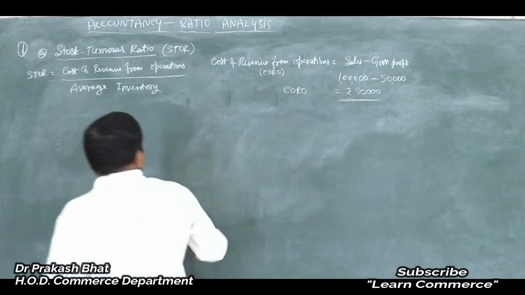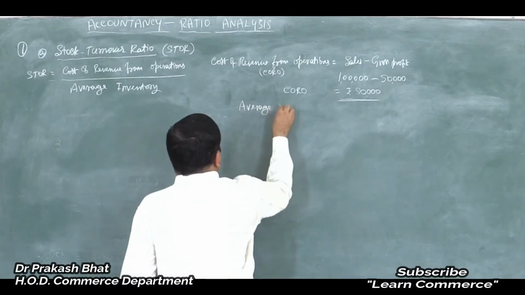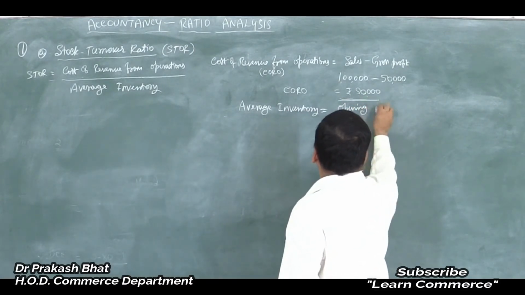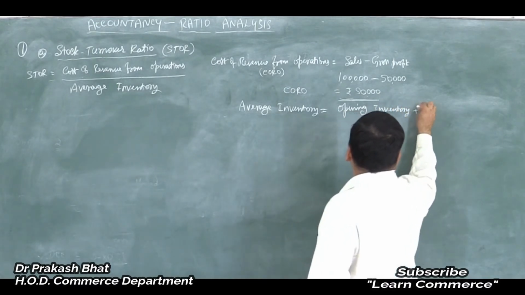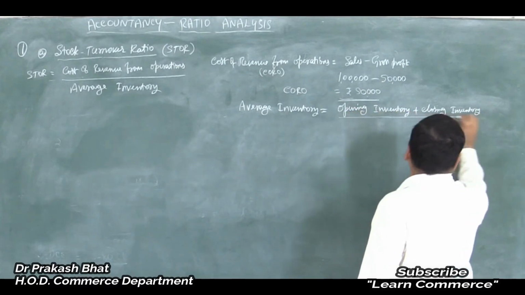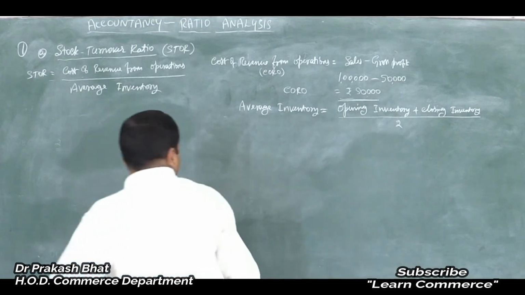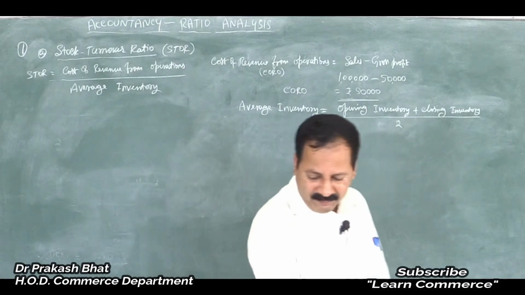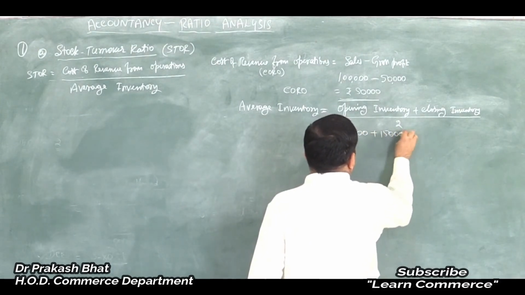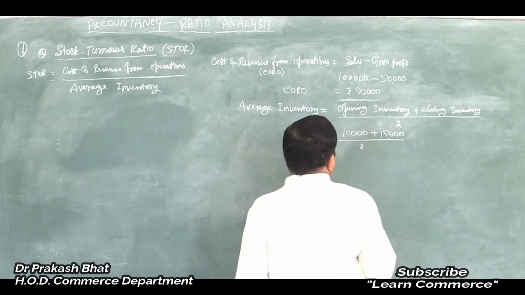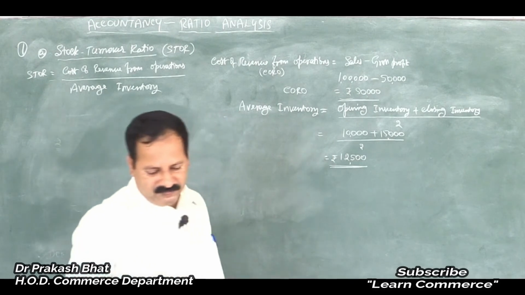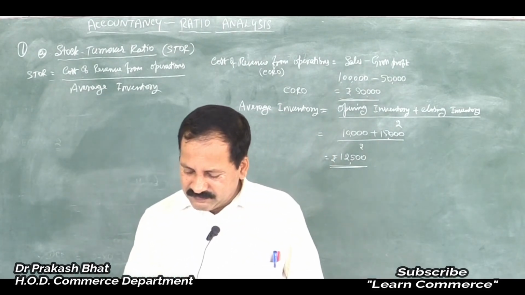Clear? So I will write here average inventory is equal to opening inventory plus closing inventory divided by 2, is equal to, write opening inventory as given in the problem, how much it is? 10,000 and closing 15,000. 10 plus 15 divided by 2 is equal to 12,500 rupees, 12,500, isn't it? Yes, 12,500.